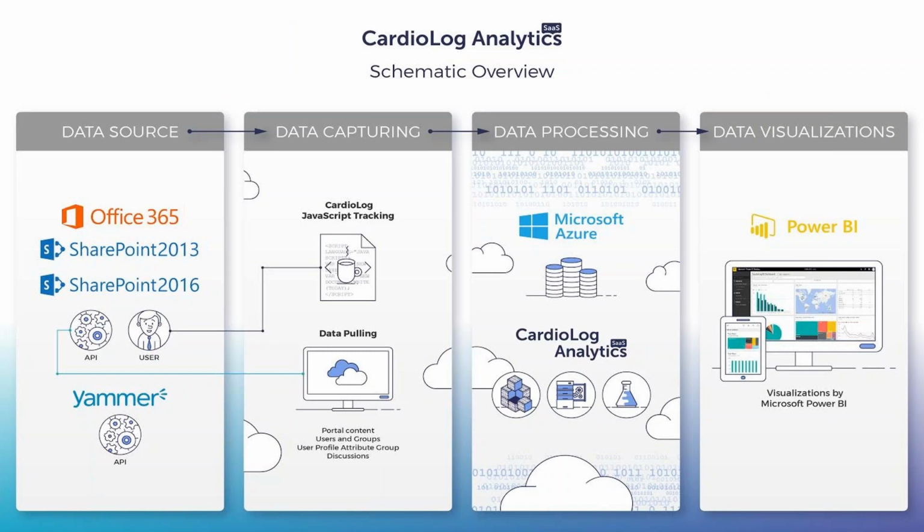So right now we're looking at a short diagram explaining exactly how Cardiolog works. So first, we monitor the data source, whether it's SharePoint, as you can see here, or Office 365, or maybe Teams or Yammer. We use our own unique JavaScript tracking mechanism to pull the data from the platform, and we store it in Microsoft Azure. After that, we are presenting all the different data, as we will see in a moment, with Power BI.